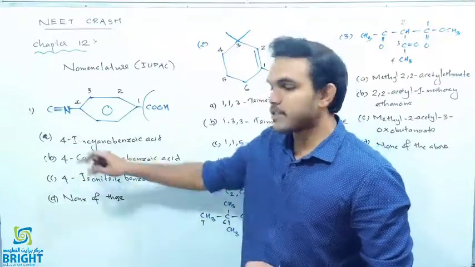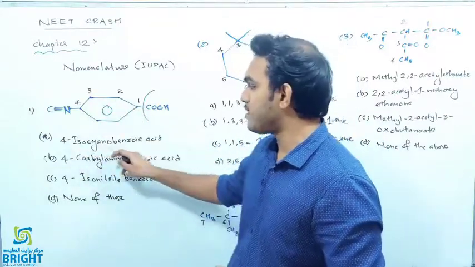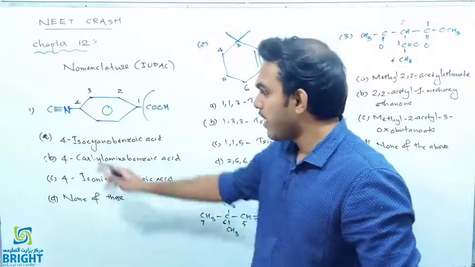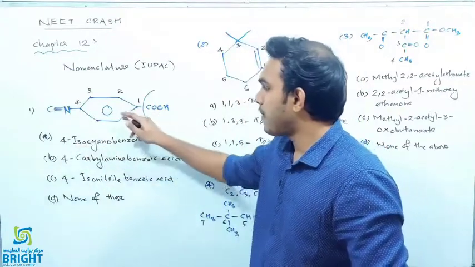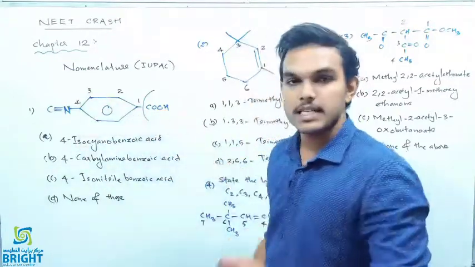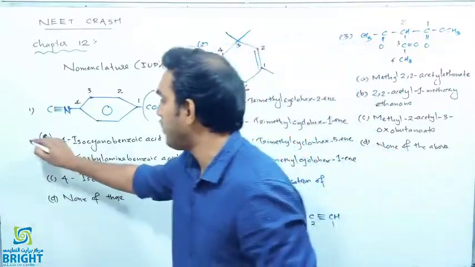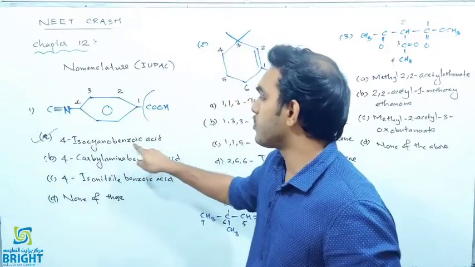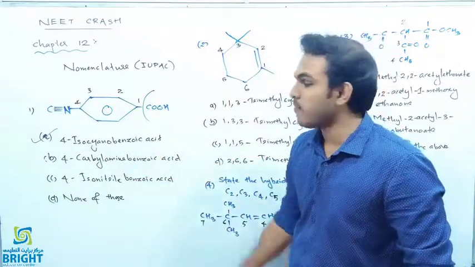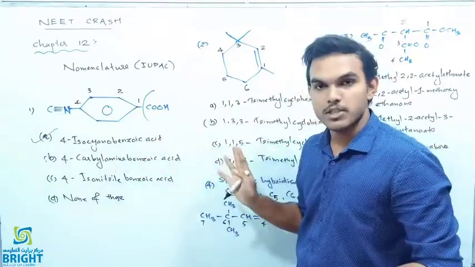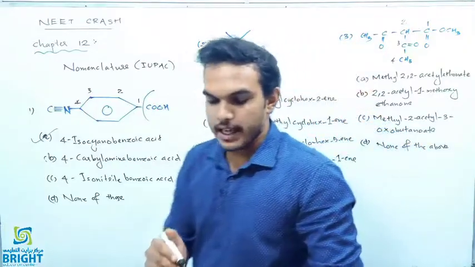See here, the 4th carbon has isocyano. Is that right? Yes, it's right. That is 4-isocyano, and this is a benzene with oic acid, that is benzoic acid. So which will be the correct answer? A will be the correct answer, that is 4-isocyanobenzoic acid. Is that clear? Let us go to the next question.